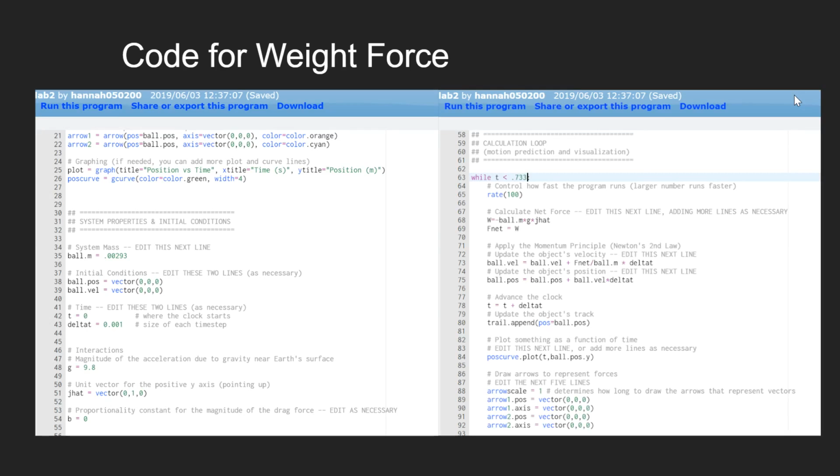This is my Python code for just the weight force acting on the ball. The ball's mass was updated as well as the position and velocity vectors made to be 0. The time step was chosen to be a small number so the data will be analyzed to be more precise. The j hat vector reflected the axis chosen, which is the y-axis. The time was updated to match the length of the video I recorded. The calculation for the weight force was added in as well. With just the weight, we put in that F net equals W in the code. The velocity equation and the position equation were updated to reflect Newton's second law.